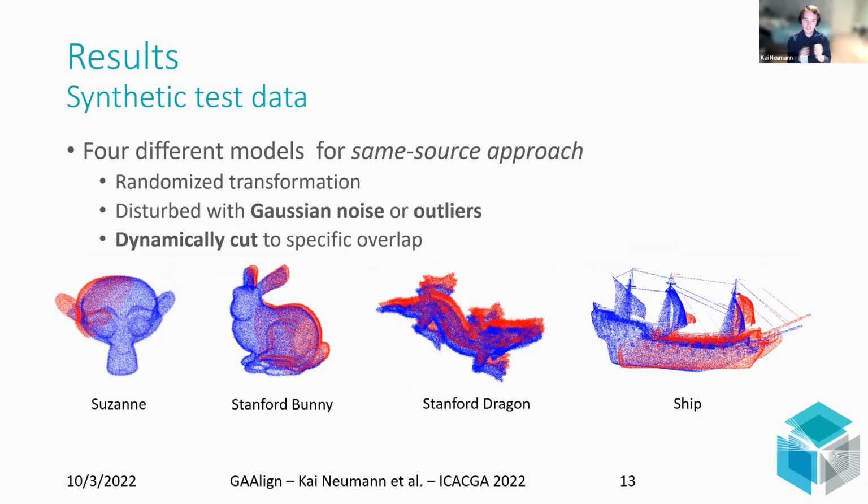But instead of just using the pure models, which would be a bit too easy, we first of all used randomized transformations. So we moved them away from each other and rotated them. Then we disturbed both point clouds, either with Gaussian noise or outliers, to also test the robustness. And then finally, we also dynamically cut them to have a specific overlap, which can range between 20 and 100%, just to make it a bit harder.